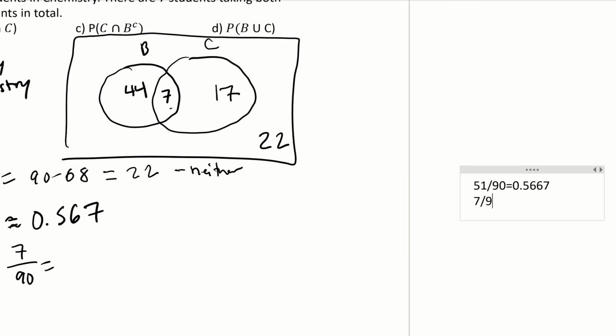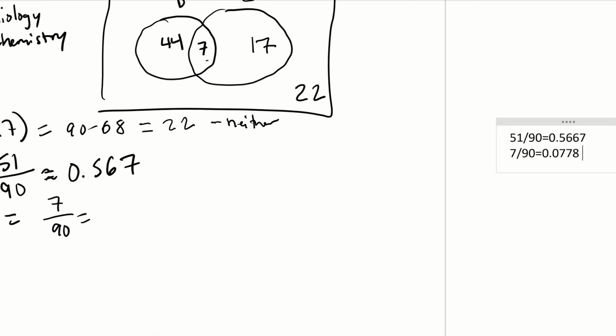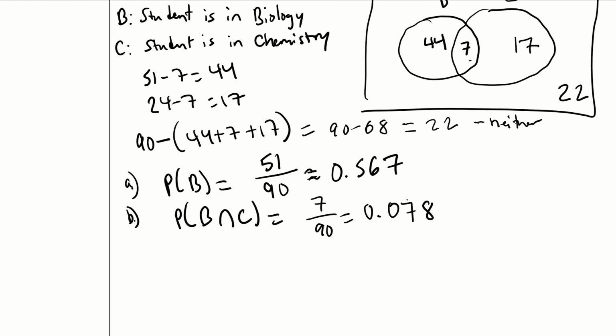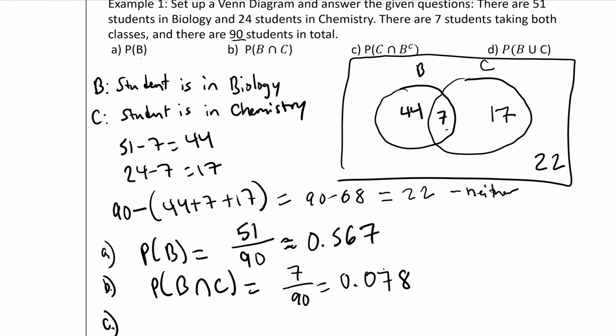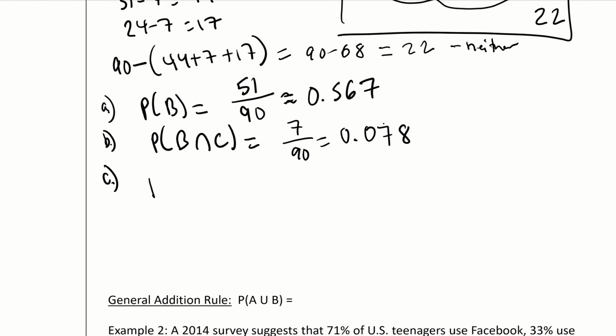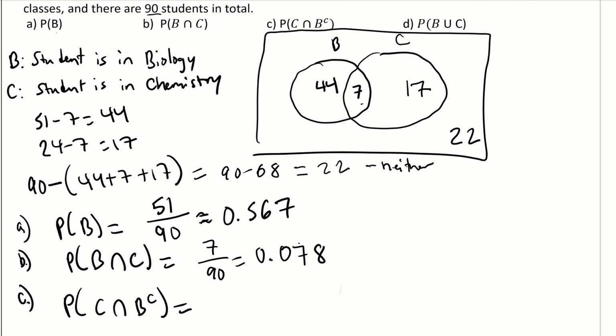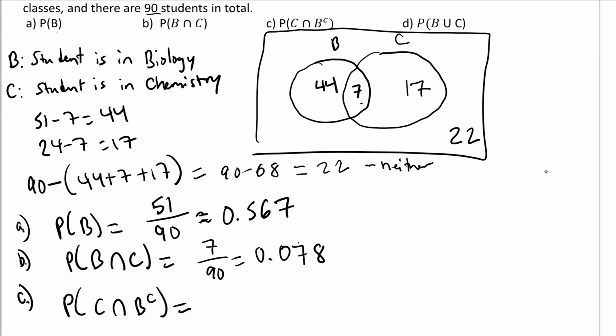Again, we could have computed this without using the Venn diagram, but I wanted to show you how you would be able to set it up. We'll round that to 0.078. And then we have C and B complement. Okay, so remember, C is everything in C. And then B complement is everything that is not in B, which includes this and includes the outside.